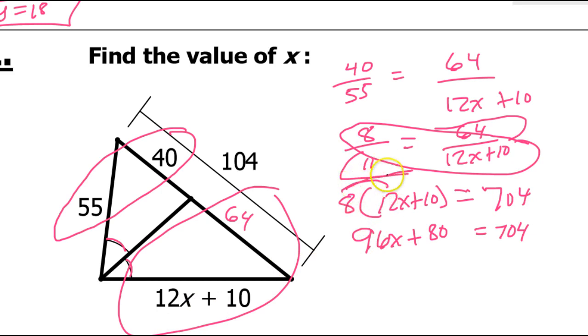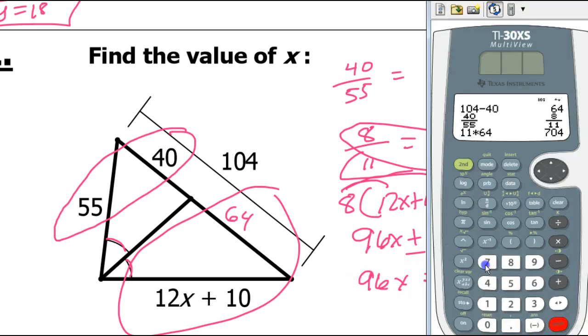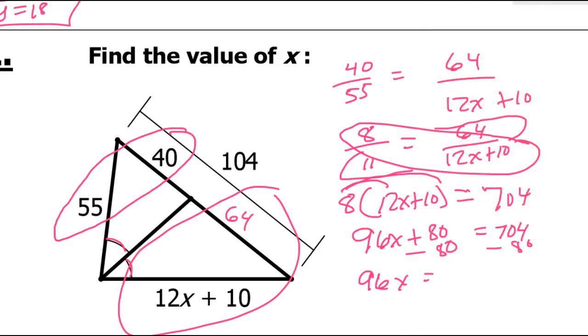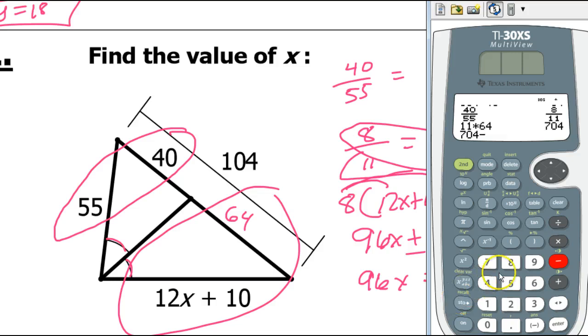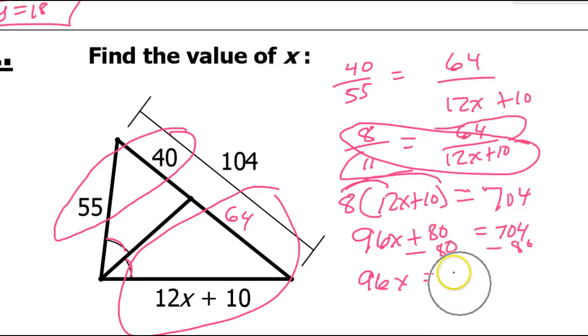So doing the distributive property, we get 96x plus 80 is equal to 704. Subtract 80 from both sides, and you get 96x is equal to, so we have 704 minus 80, and that's 624. And then you have to divide both sides by 96.